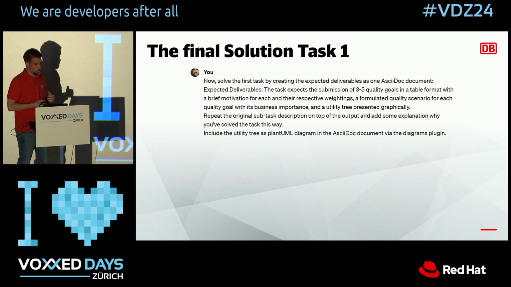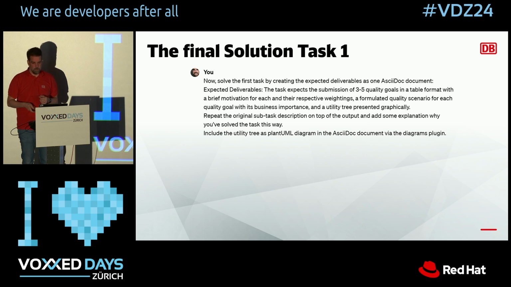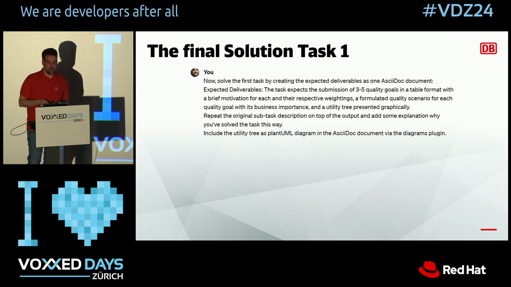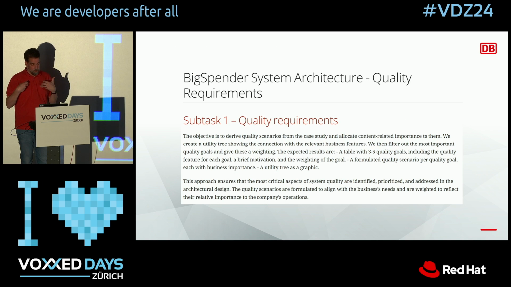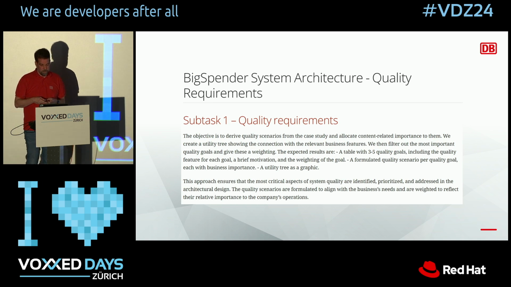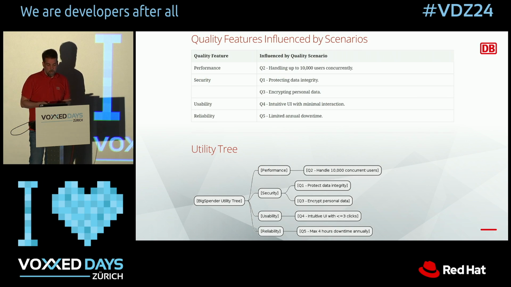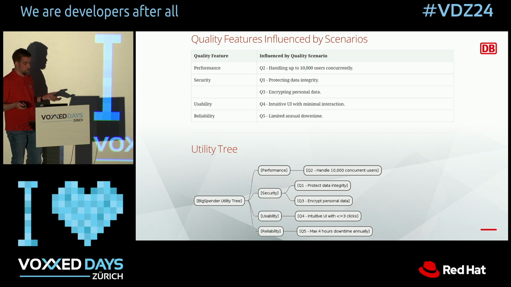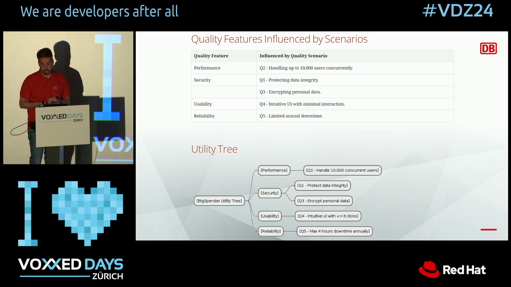And now that I prepared the system with just some subtasks, I asked it to create those subtasks. And then I asked it to create the final solution for the task and also create some introductory text. And yes, it created an AsciiDoc document with all the information. And I was quite happy. I think that's a surprisingly good result.